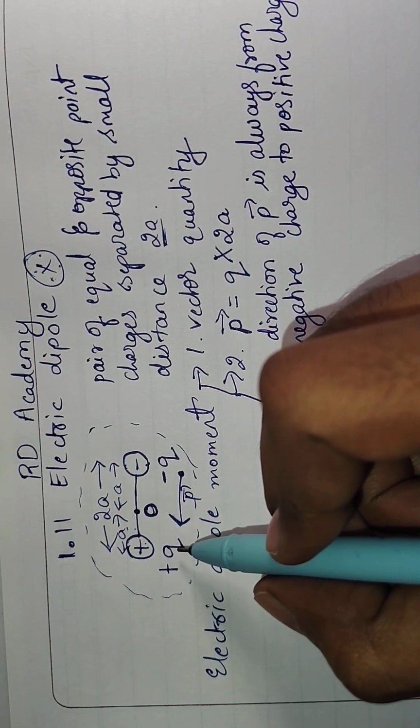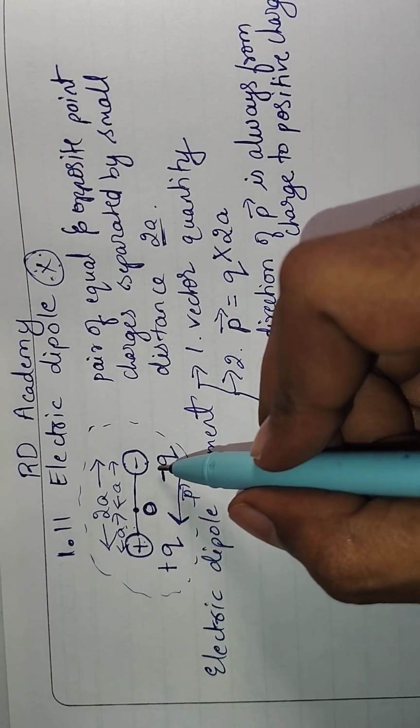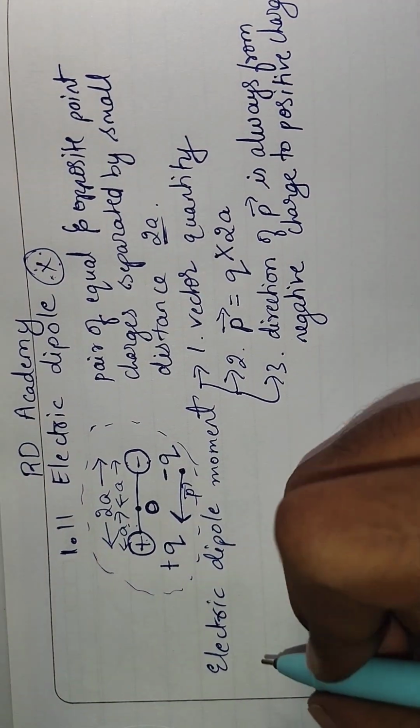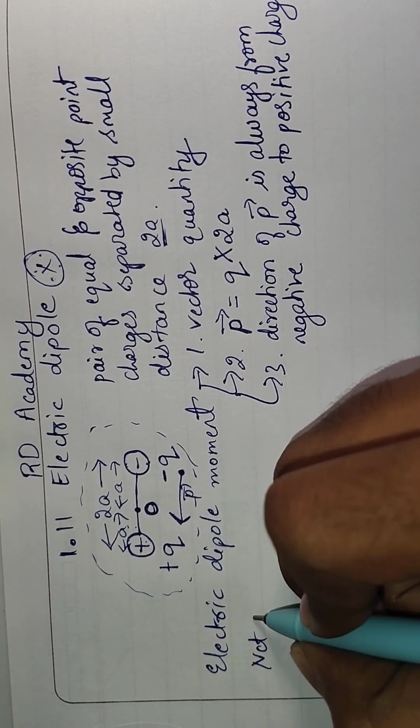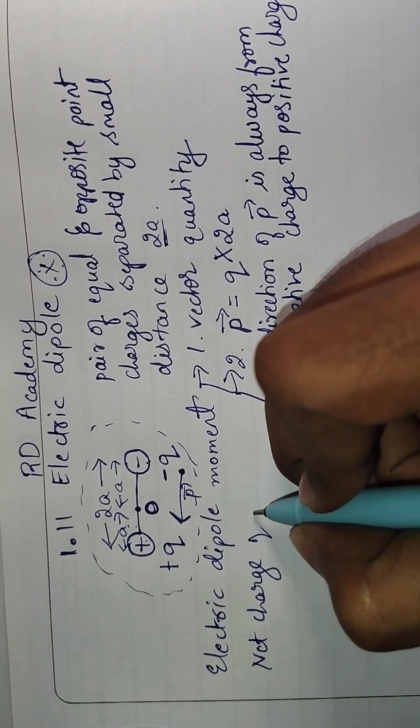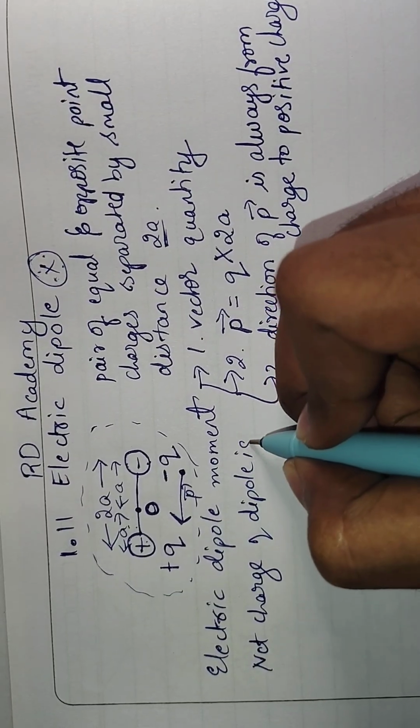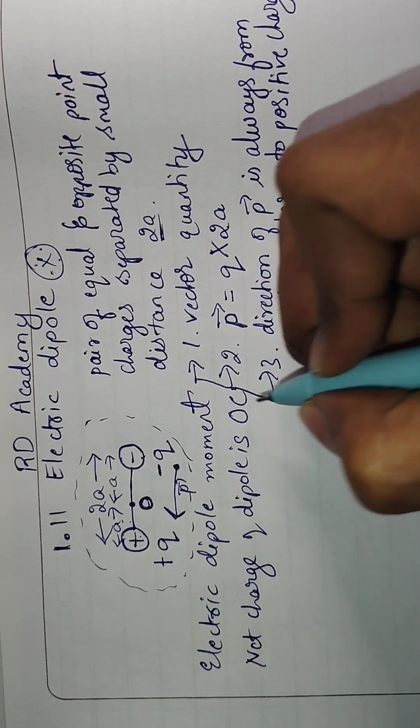So here the sum of individual charges is plus q plus minus q, both of them will cancel. Okay, so that point is important. The net charge of a dipole is always 0 coulombs.